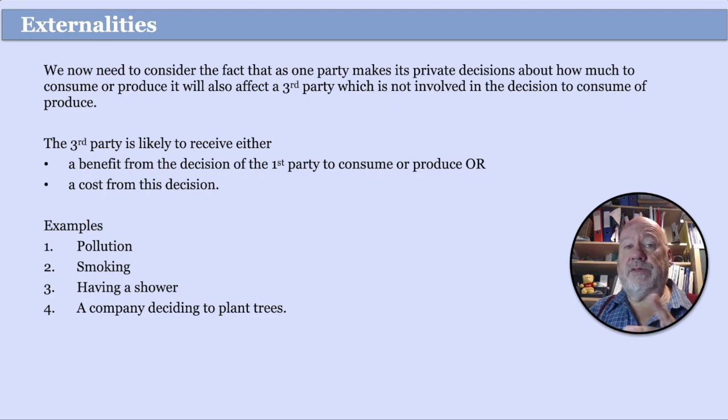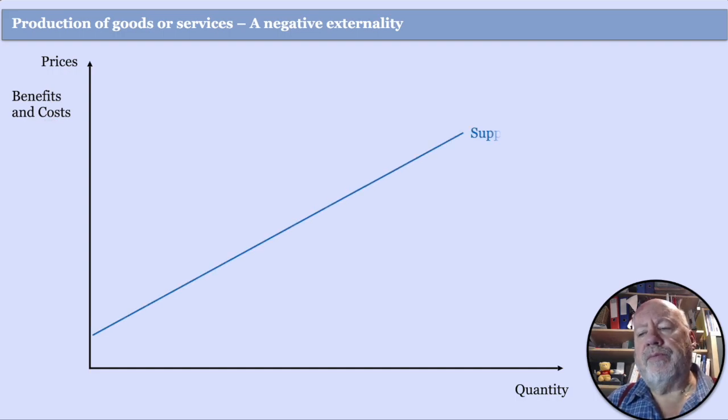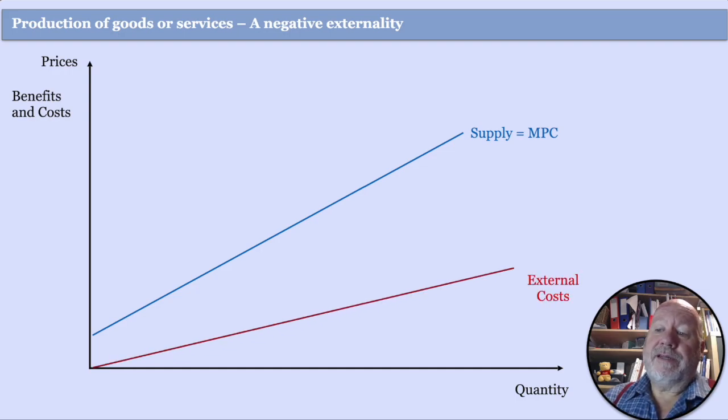So the first one, this one, we're going to look at the external costs of production. So we put on here benefits and costs, so that's something to consider. And we recognize that for the firm's supply curve, they only take into account their private costs, whereas there is an ever-increasing external cost. That might be pollution, it might be congestion, etc. And those costs are on the third party, but they're ignored by the firm when they're making their decisions.